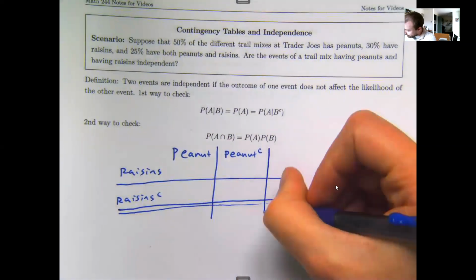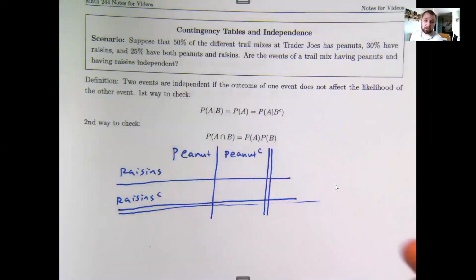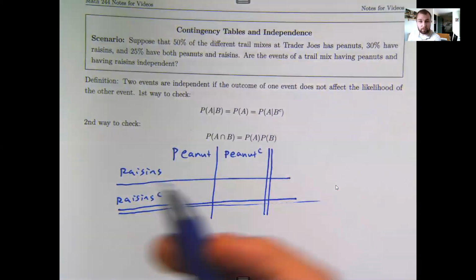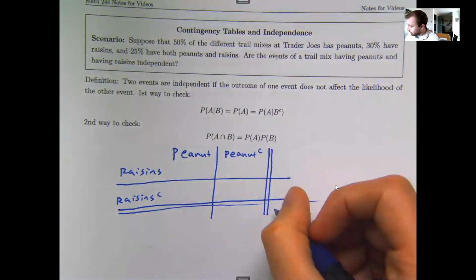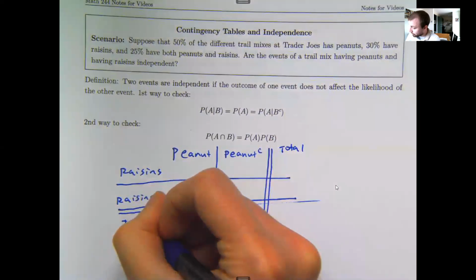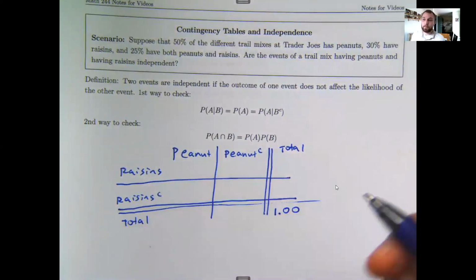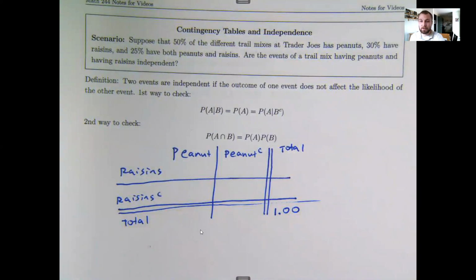On the outside of your table, you're going to put your totals. If you're working with percentages, you can use either the decimals or the percents themselves. Just keep in mind that when you're dealing with the totals, everything should add up to 100%, which as a decimal is 1.00. I'm going to use 1.00 because I'll need that later on when I'm doing some of this arithmetic. It's easier to work with decimals than with percentages.